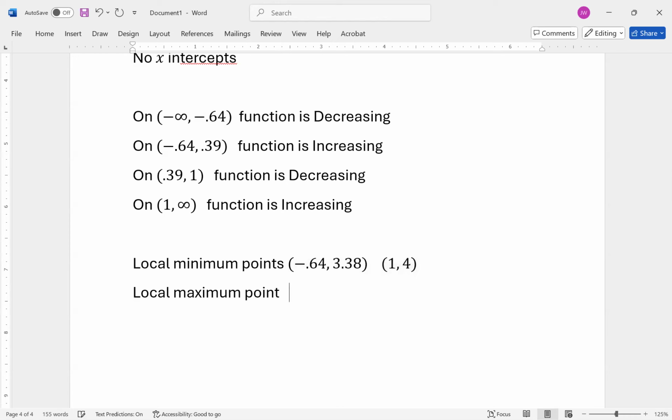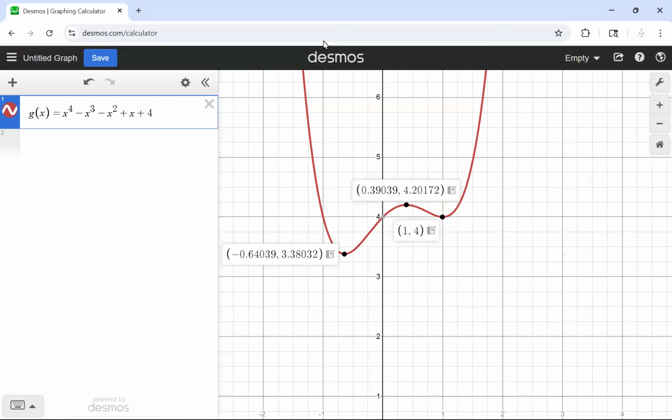We had one local maximum point, and that was the point, again, rounding to two decimal places, 0.39, comma, 4.20. And again, the local maximum value would have been 4.20. So these are the local minimums and the local maximums.